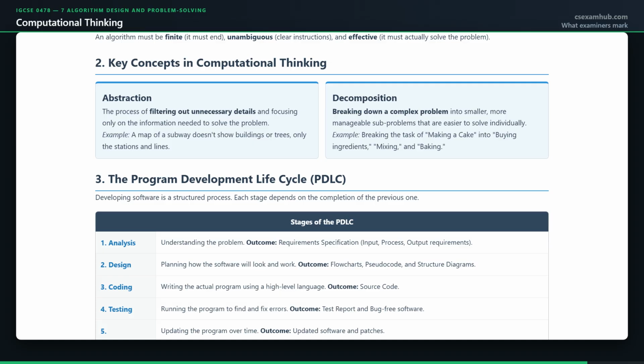Third, name the lifecycle stages in order: analysis, design, coding, testing, maintenance, and know what each produces, particularly that analysis produces the requirement specification. And fourth, distinguish iterative testing during development from final testing against the requirements once the program is complete. Those two terms are examinable, and they are the ones most often missing from an answer about testing.